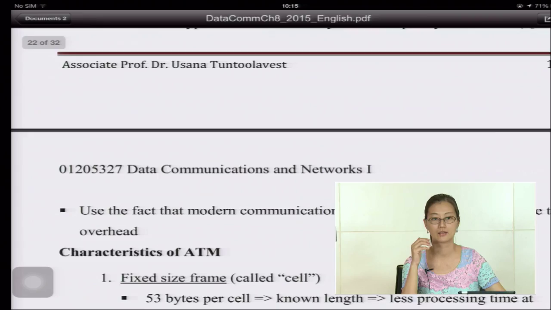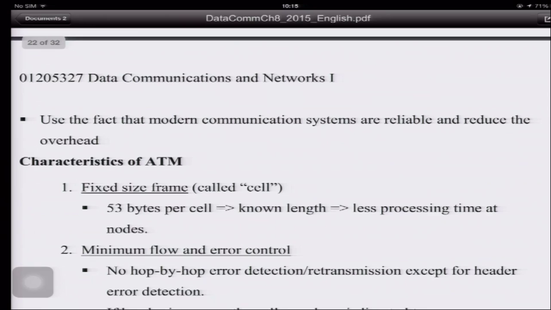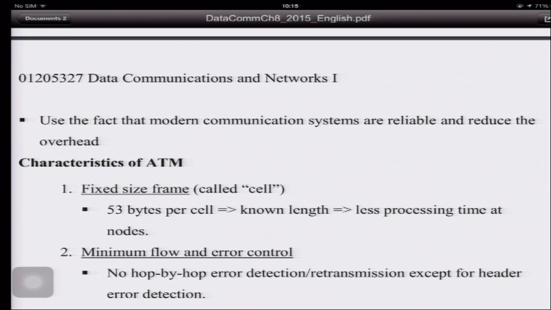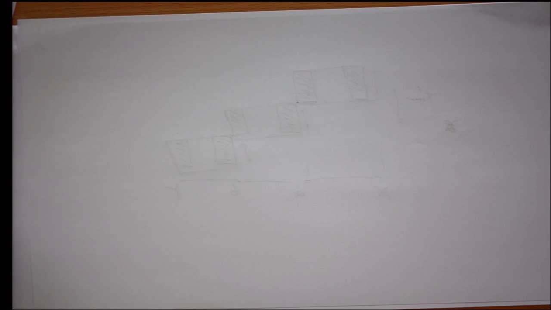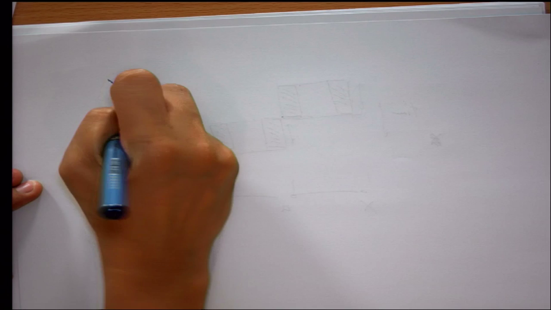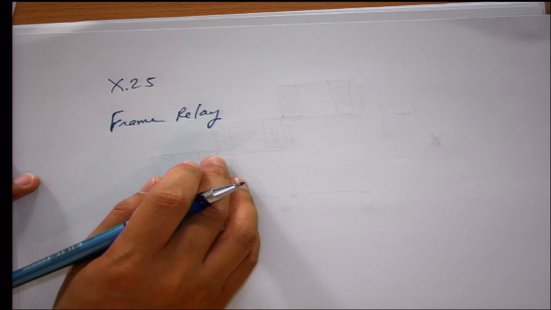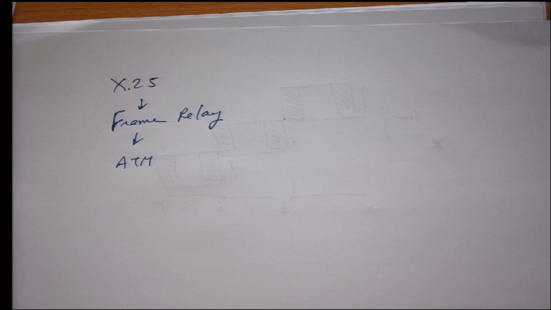ATM uses the fact that modern communication systems are better than in the past. They are more reliable, and if the link is fiber optics, there is a very low probability of error in transmitting, so you can use that to reduce the overhead compared to X25 or frame relay, which are older network technologies. X25 is the old network, and also frame relay. ATM is faster than these. You can look up frame relay and X25 if you want.